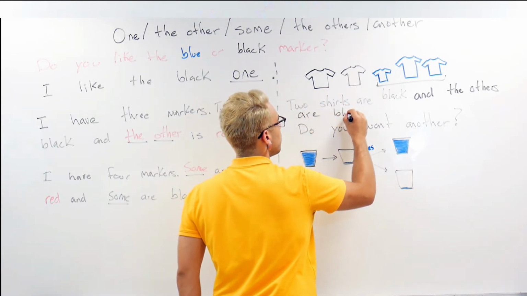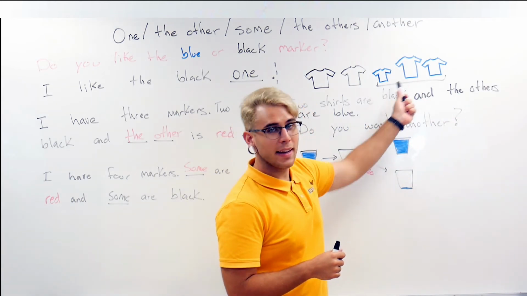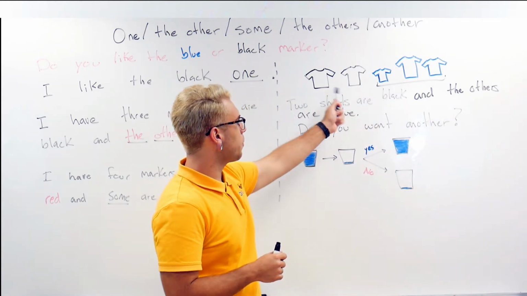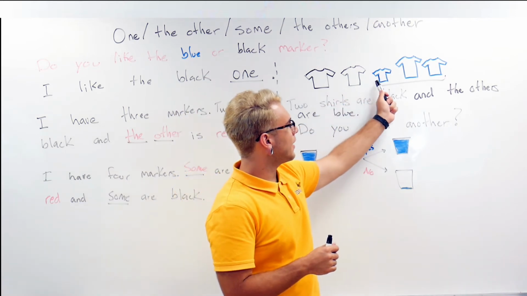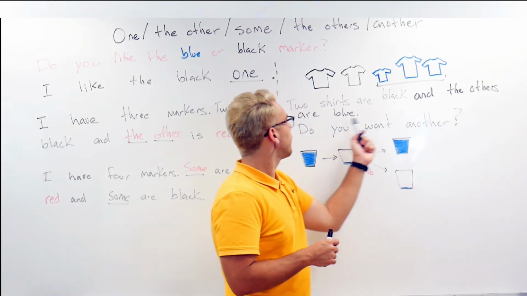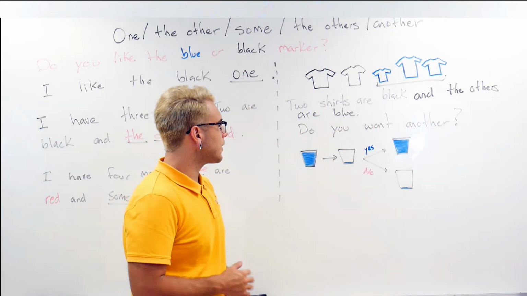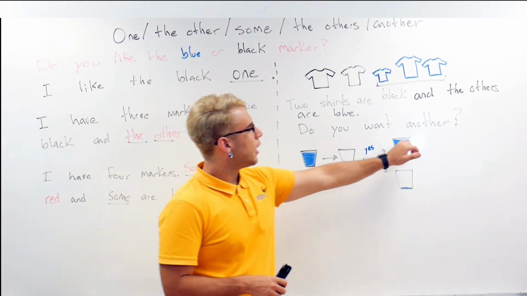are blue. We use the others because that's what's remaining after saying 2 shirts are black. Everything else that's left are the same. So you say the others because it's plural, and then you describe what they are. So are blue. The last thing I want to talk about is another.